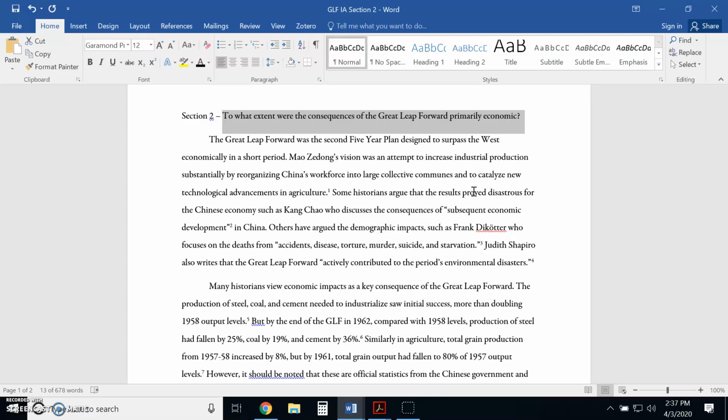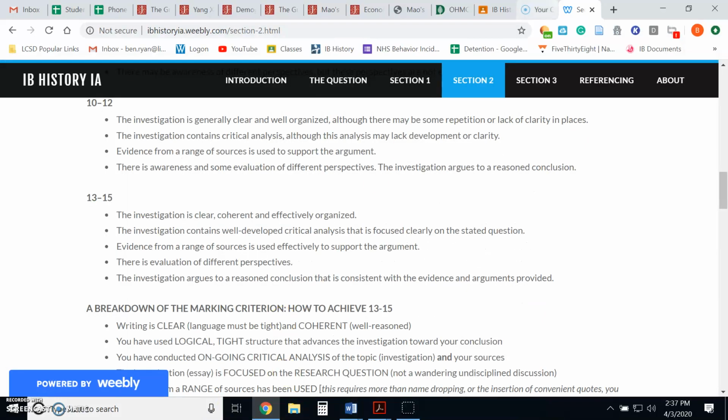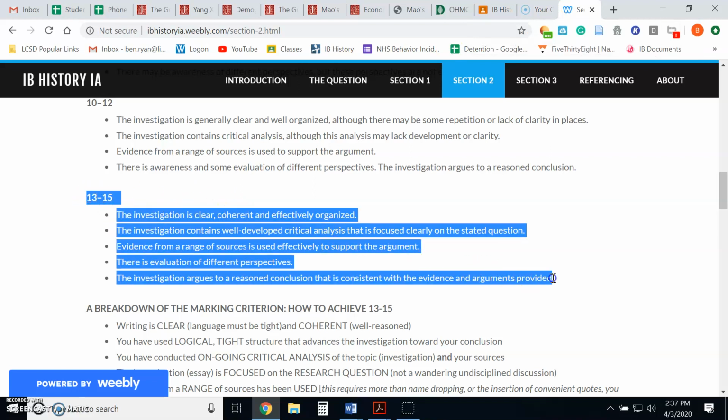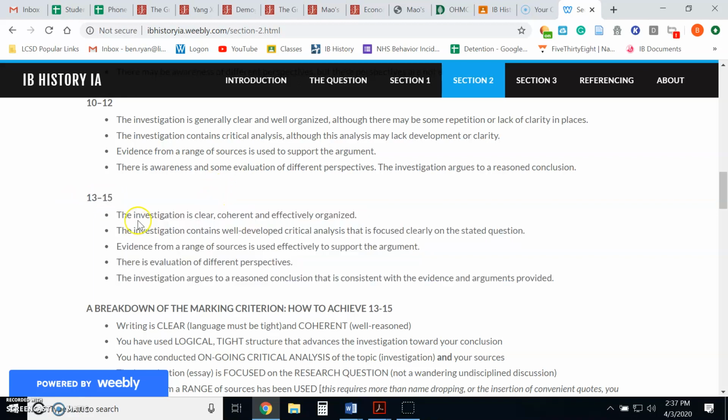The reason I'm doing this is because I want to make sure that you have some examples of what your IA should look like and how it should be structured. So I am just going to quickly go through the criteria for section 2. I'm not going to look at any of the other ones other than 13 to 15, which is the 13 to 15 points out of 15. And to get that, you want to make sure that your investigation is clear, coherent, and effectively organized.